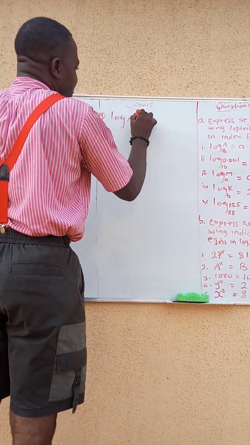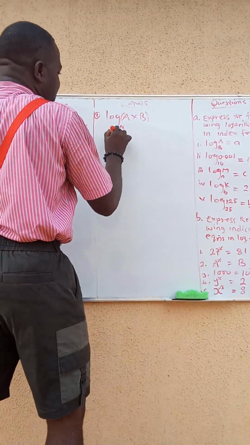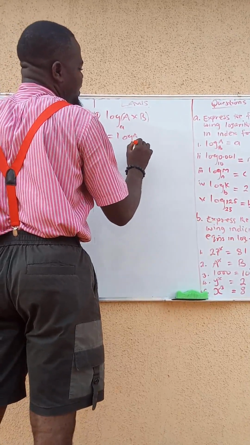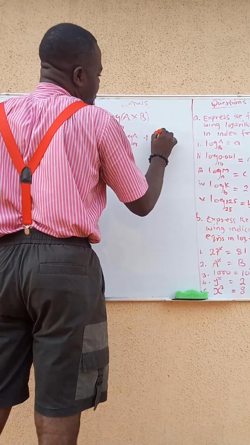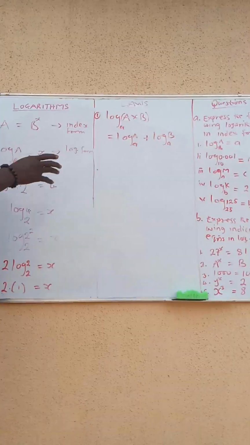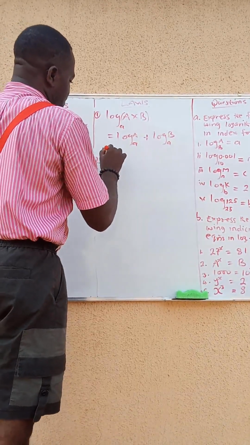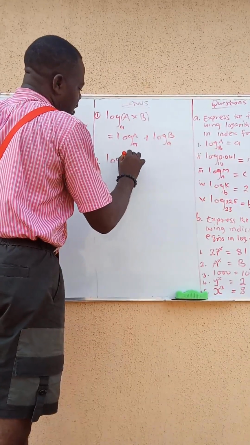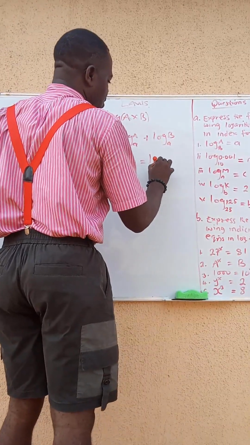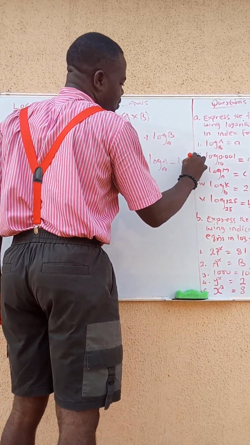log of A times B in base A is equal to log A to base A plus log B to base A. This is the multiplication law of logarithm. Number 2: log of A over B to base A is the same thing as log A base A minus log B base A.